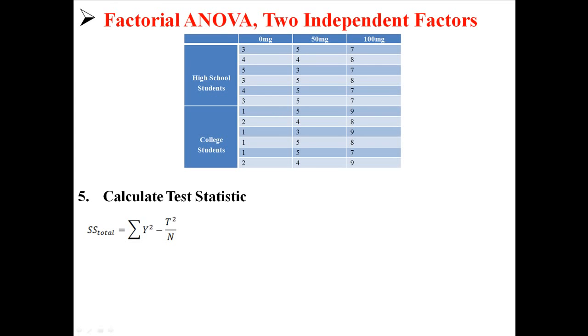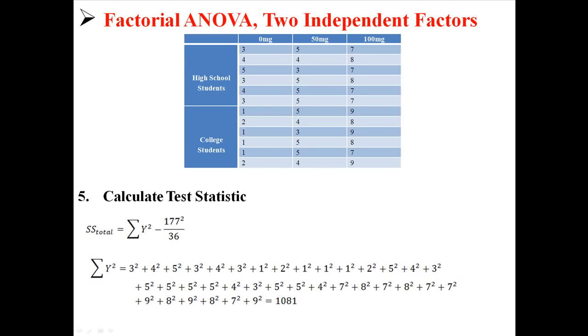So now I'm going to skip error and I'm going to do total, because total is pretty easy. Again, we already know T squared over N, so we just need to find the sum of all y squared. Now the sum of all y squared means we're going to take every value, square each one of those values, and then add them together. So down here, I square every single individual value, and I find a sum of y squares of 1081. So I put that in the equation, and we find sum of squares total of 210.75.